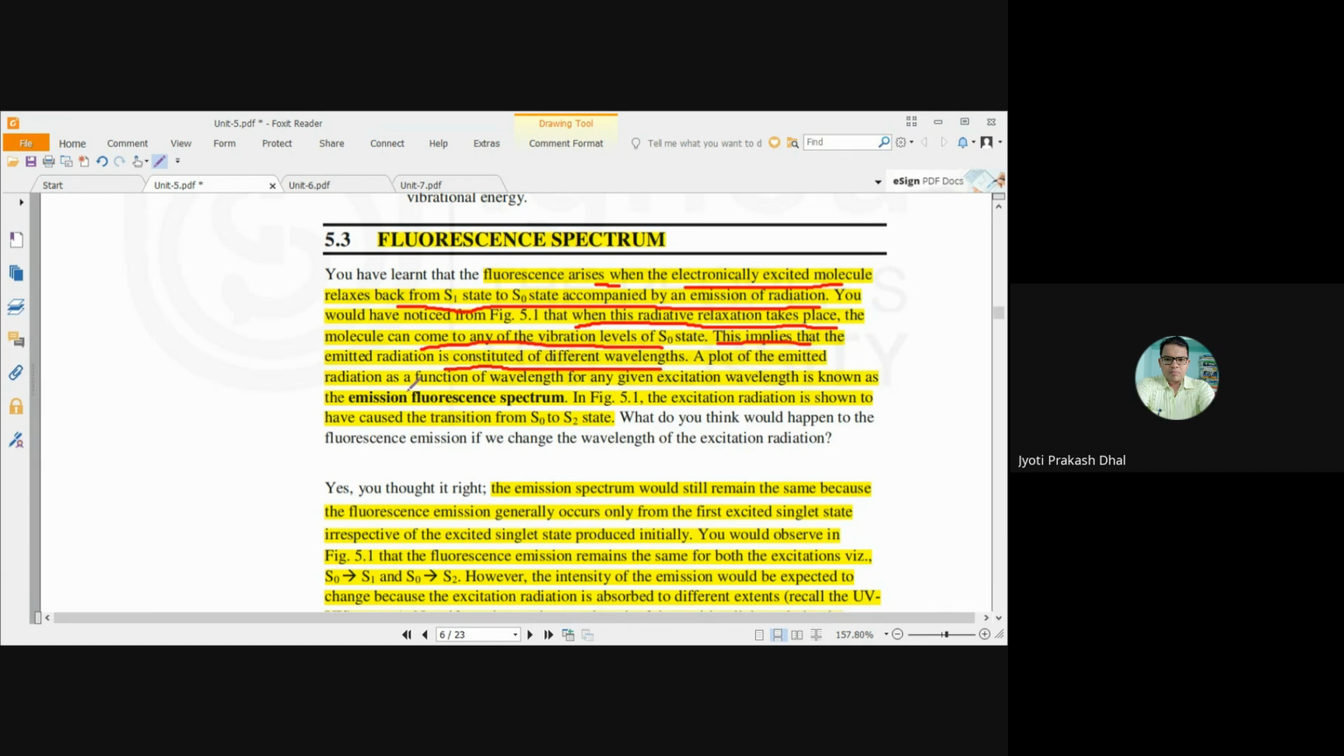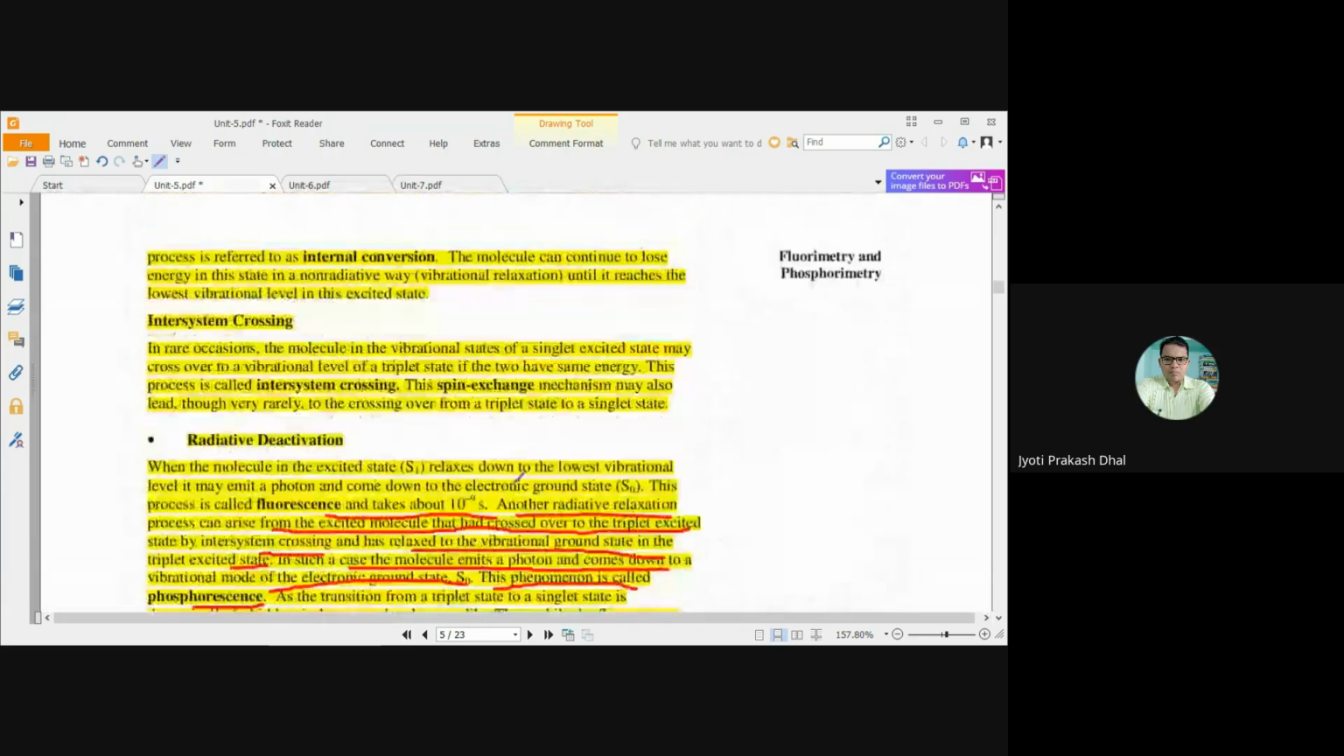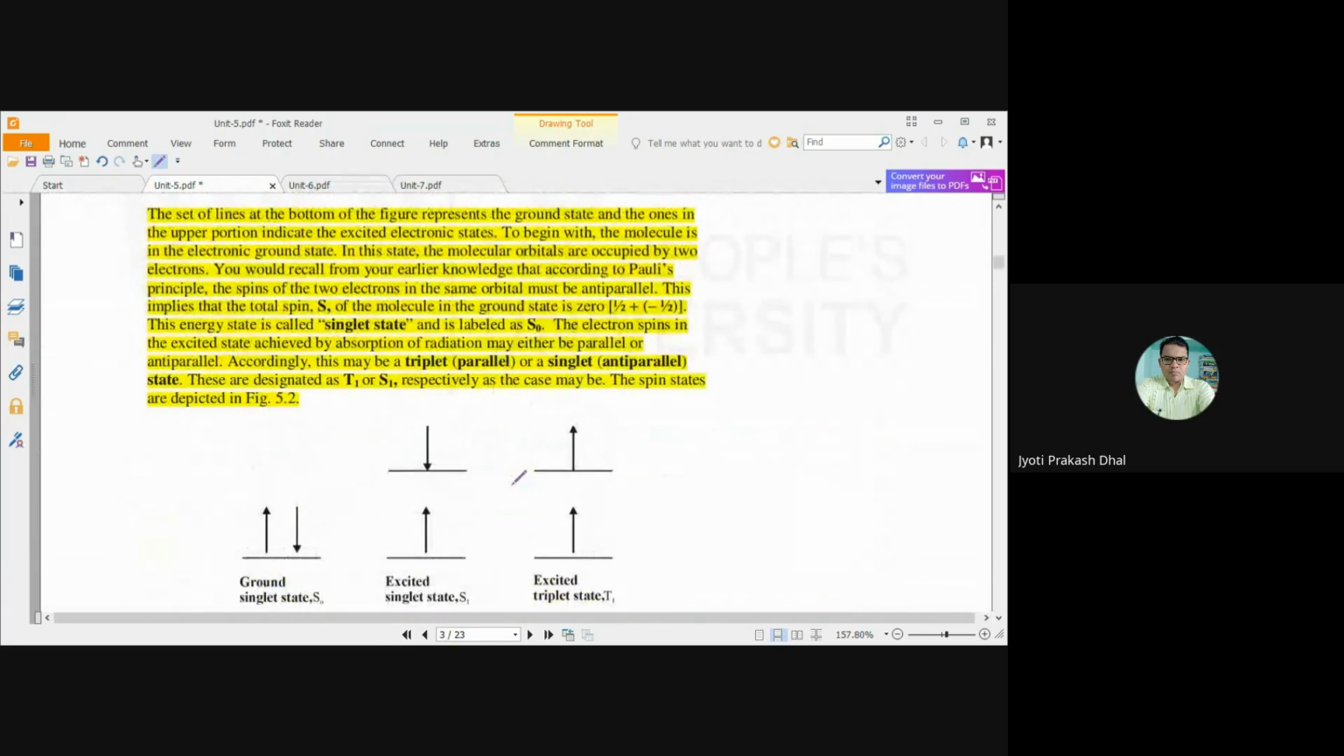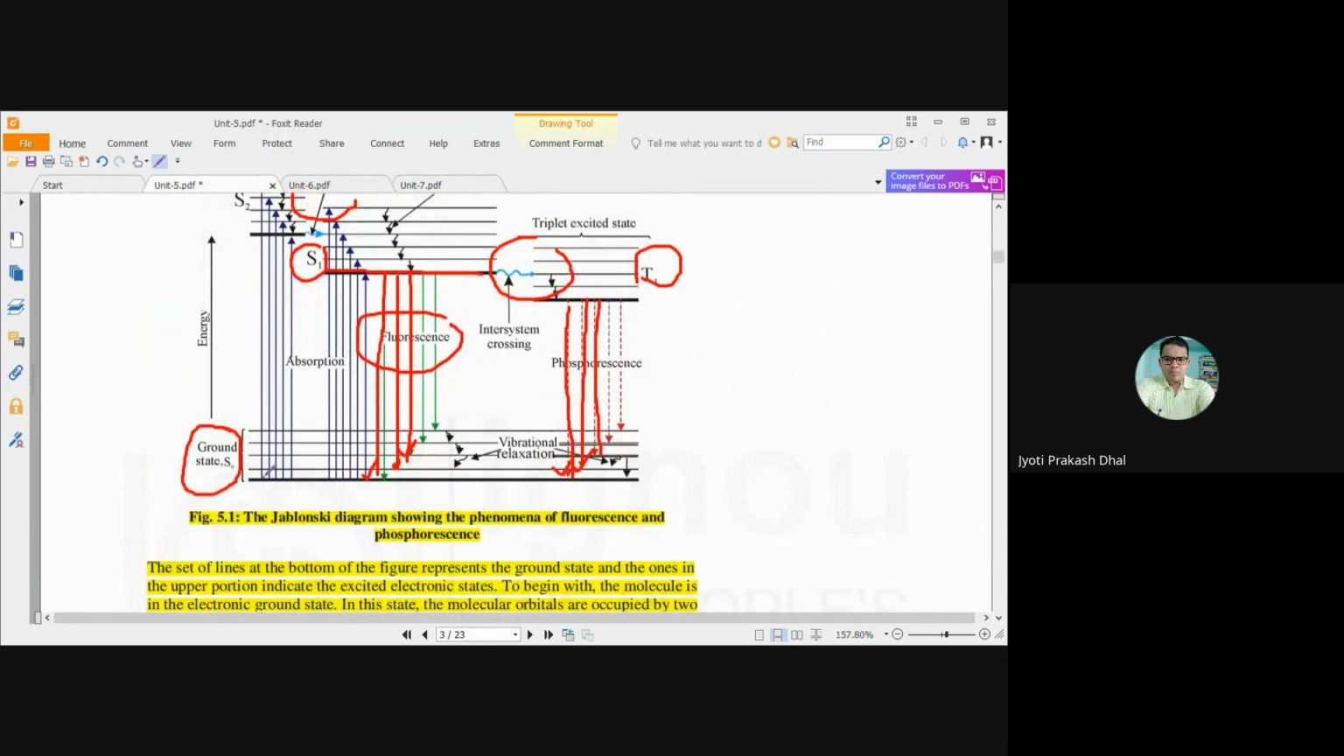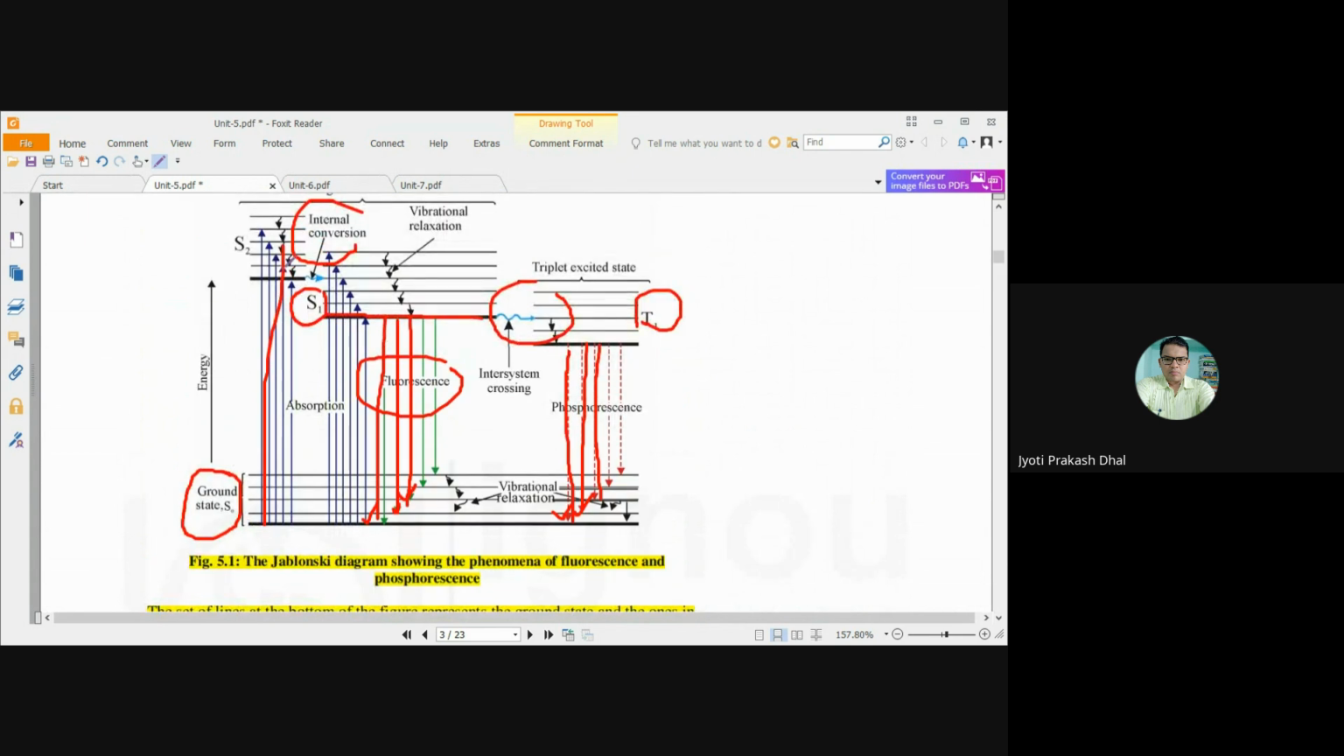A plot of the emitted radiation as a function of wavelength for any given excitation wavelength is known as the emission fluorescence spectrum. In the figure, excitation radiation is shown to cause the transition from S0 to S2 state. So here, in figure 5.1, you can see the excitation takes place from S0 to S2, and again internal conversion from S2 to S1, and after that from S1 to any vibrational level of S0, that is called fluorescence.